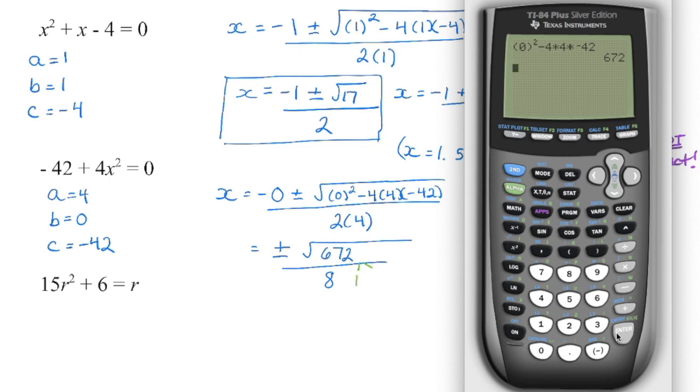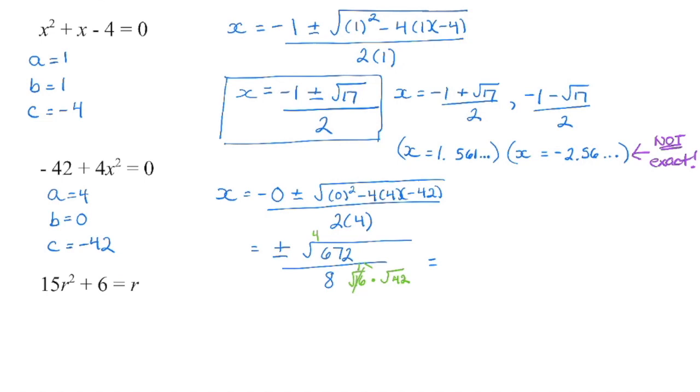We see that 16 is going to divide into 672 evenly, and that leaves us with 42. So the square root of 16 is 4. I'm going to put that on top, and that will simplify down to positive or negative 4 times the square root of 42 divided by 8. And now you have to see if you can simplify it.